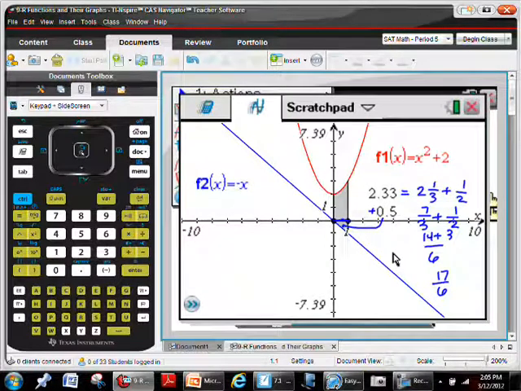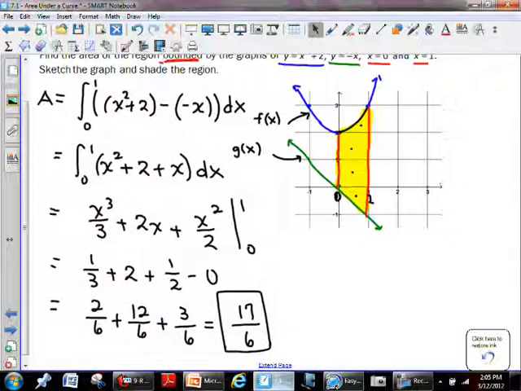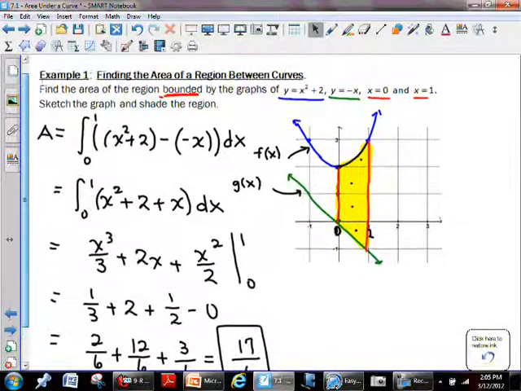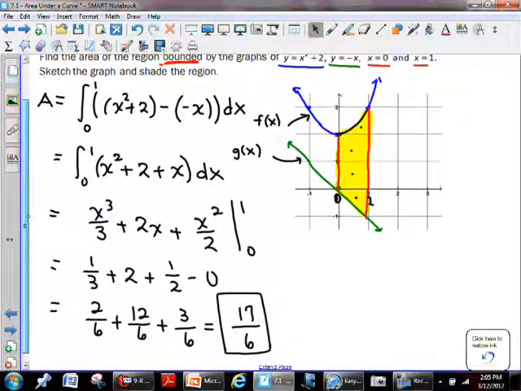Okay. So what we've got is both a graphic depiction of this particular area using the TI-Nspire, or sort of by pencil and paper method using the calculus. So hopefully this helps out.